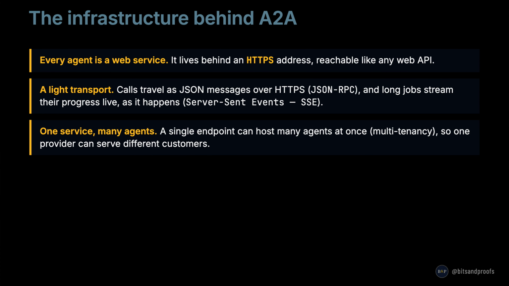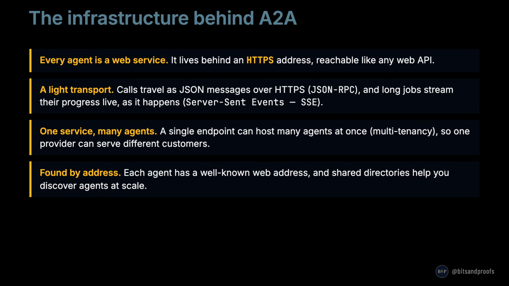One service can host many agents at once. This is called multi-tenancy. So a single provider can serve a different agent to each of its customers. And agents are found by address. Each one has a well-known web address, and shared directories help you discover many agents at scale.